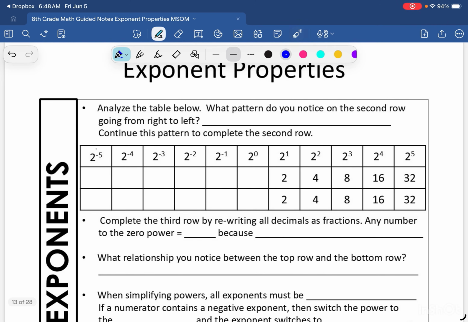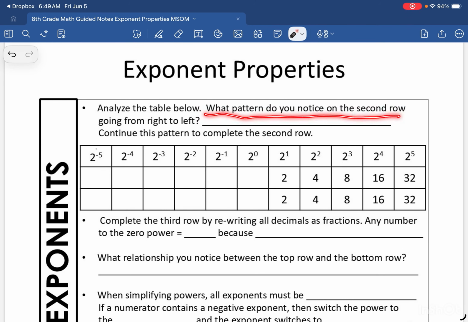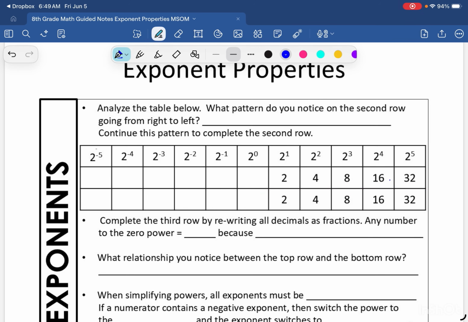Now we're going to be talking about negative exponents. Analyze the table below. What pattern do you notice on the second row going from right to left? So if I look at this second row right here, what's going on from 32 to 16 and then to 8 and then to 4 and then to 2? What's happening between those numbers? You should notice that each number is being divided by 2. Continue this pattern to complete the table.